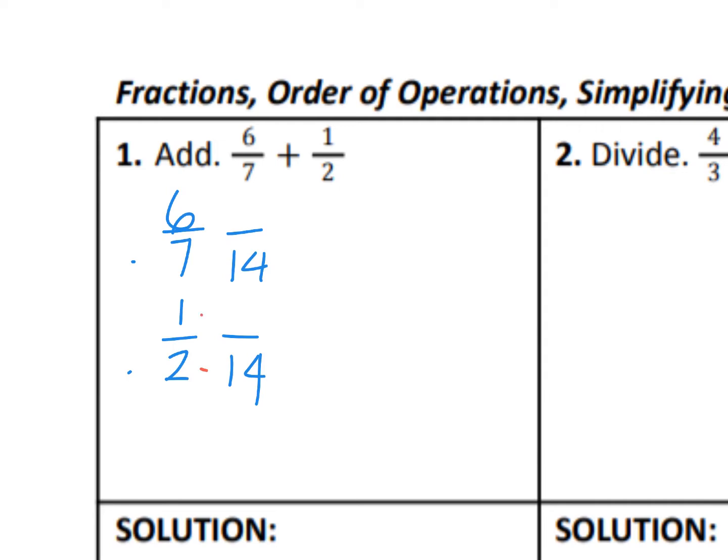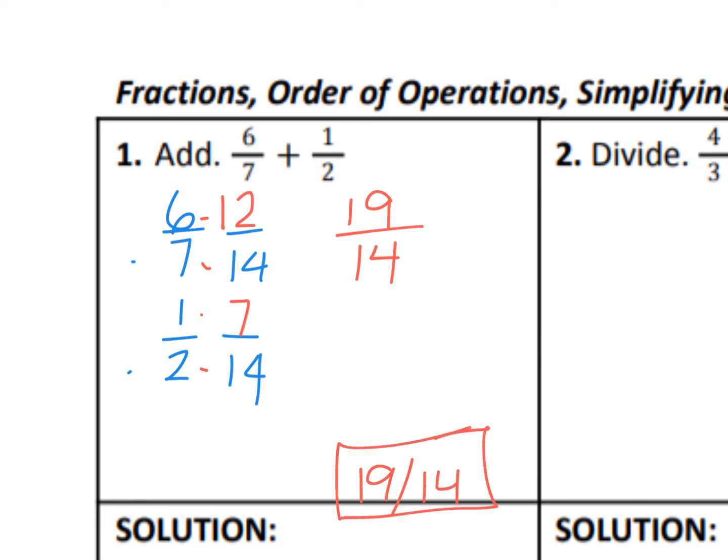And then I say 2 times what gives me 14, and 2 times 7 gives me 14. So I'm also going to multiply this by 7. So 1 times 7 would be 7. And then 7 times what gives me 14, and that's 2. So I'm going to multiply the 6 by 2 to give me 12. And then I'm going to add my numerators, which are the numbers on top. So 12 plus 7 gives me 19 over 14. I would look to see if that would reduce, and it doesn't look like it will. So my solution is going to be 19 over 14.